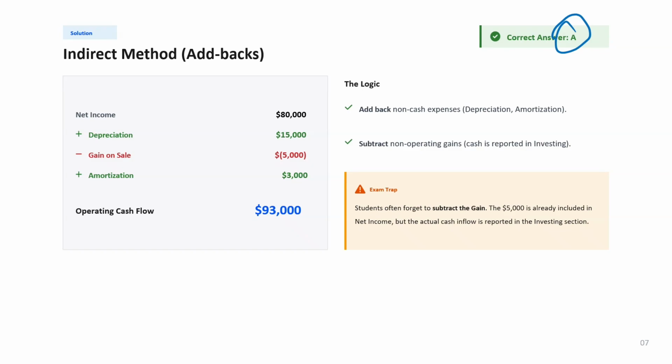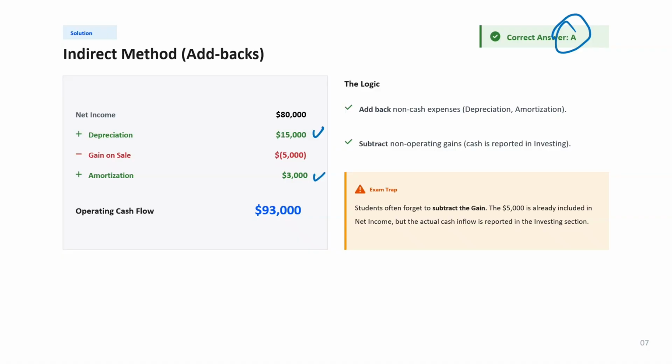That means when we reported the net income, we reported them as an expense, but actually no cash left the company. As a result, we are going to add them back. So we are adding back that $15,000, and there was an amortization of $3,000. And here is the exception, which is the sale of equipment. When we think of the sale of equipment, we know that there was a $5,000 gain and that increased the net income for us.